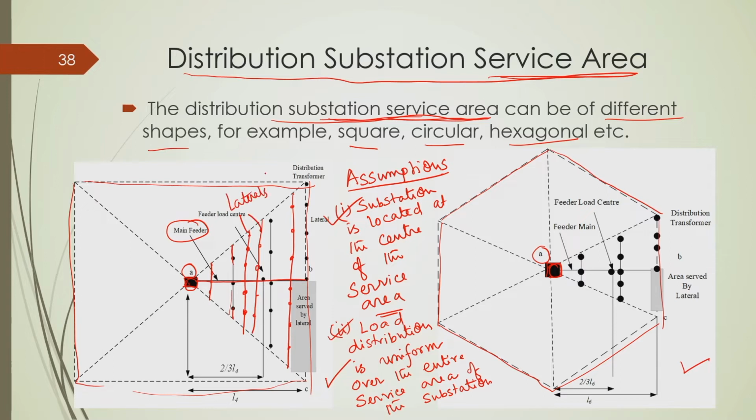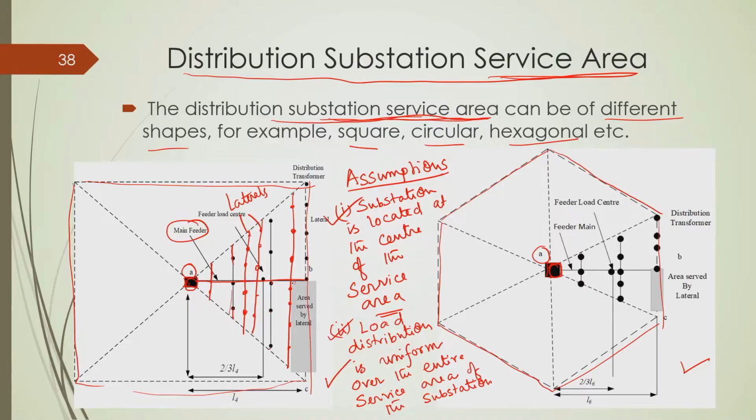Okay. We call them laterals, and these dots represent the load nodes, where we have the distribution transformer, beyond which we have the customer's load. And for a typical lateral, as shown over this rectangle, it is the service area of this particular lateral.